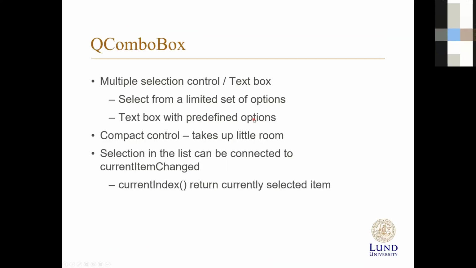Combobox is a multiple selection control text box. You can have a drop-down box where you can select from options, and you can also have a text box with predefined options. This is usually used when you don't have so much space in your user interface layout; Combobox is a very compact control. You can also connect the signal current item changed. So when the user selects in this Combobox, this signal will change. Current index method will return the currently selected item.